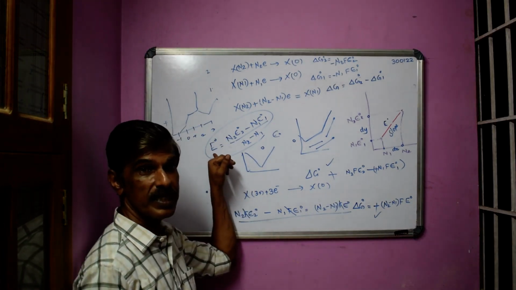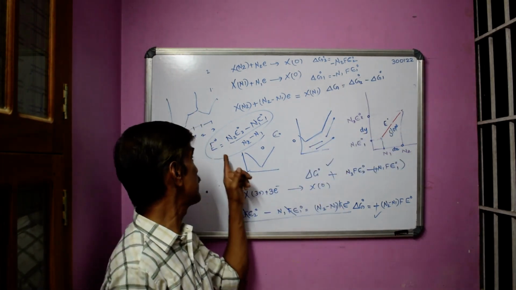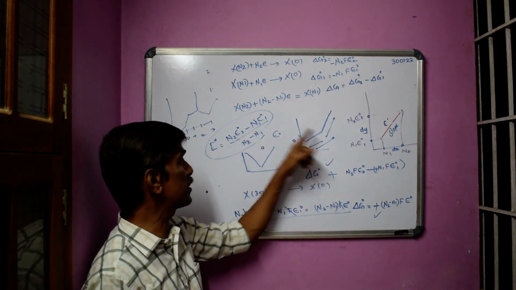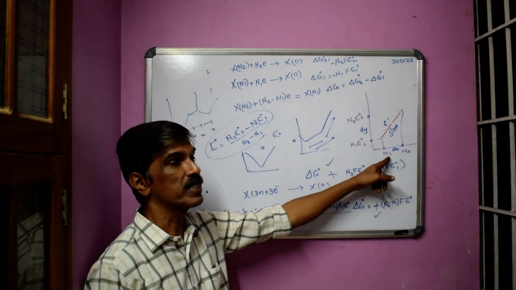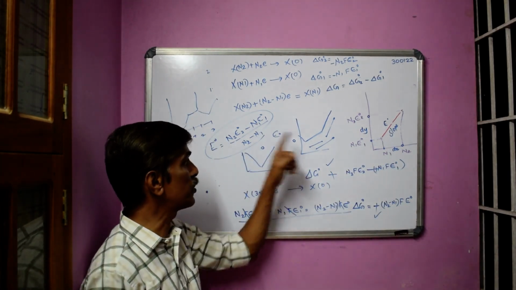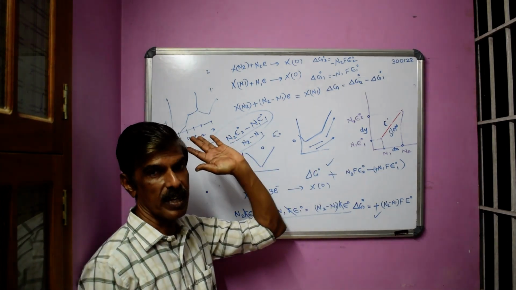E0, that is the standard potential of that pair, is equal to N2 E2^0 minus N1 E1^0, that is this one, divided by N2 minus N1, that is this one. That is exactly equal to the slope of that straight line.